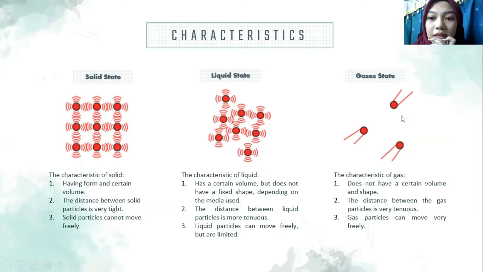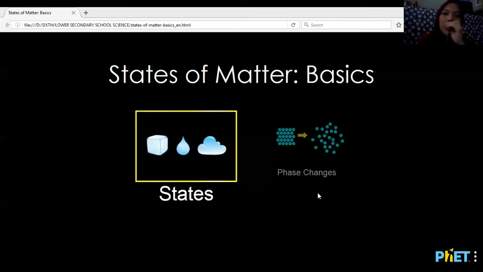The last one is gaseous state. The characteristic of gas state is, first, it doesn't have a certain volume. Now we will use a simulation, which is about states of matter, and we will see the three states of matter that we are talking about.